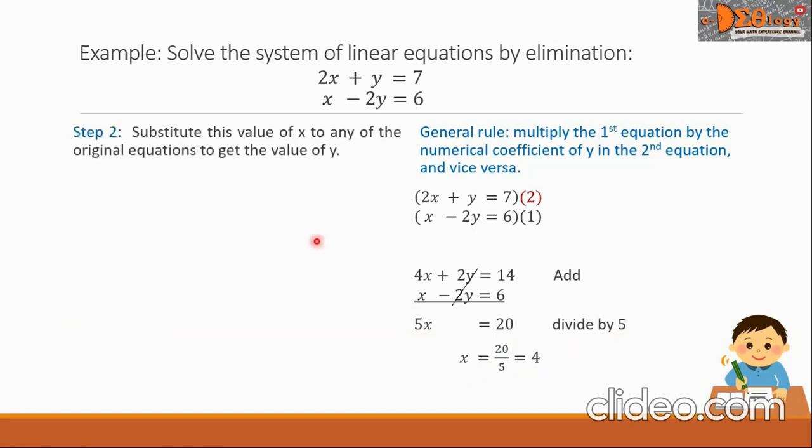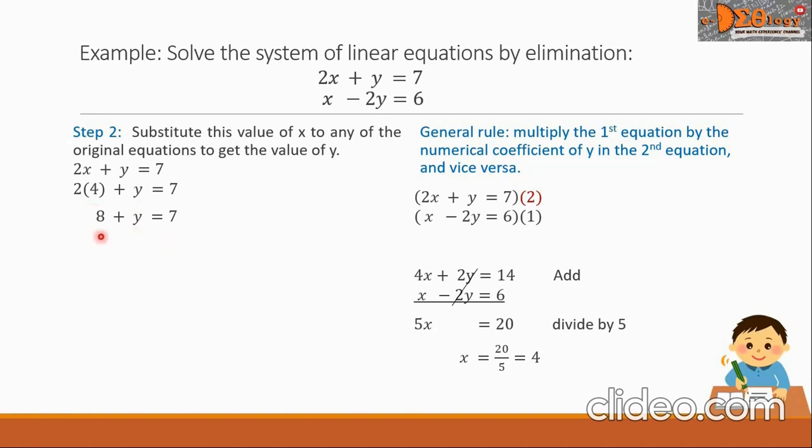And then, let's go to step 2, and that is to substitute this value of x into any of the original equations to get the value of y. So we have two equations here. Suppose we choose the first equation, 2x plus y equals 7. And then, let us now substitute the 4 for x. So we have 2 times 4 plus y equals 7. This 2 times 4 will be 8, plus y equals 7.